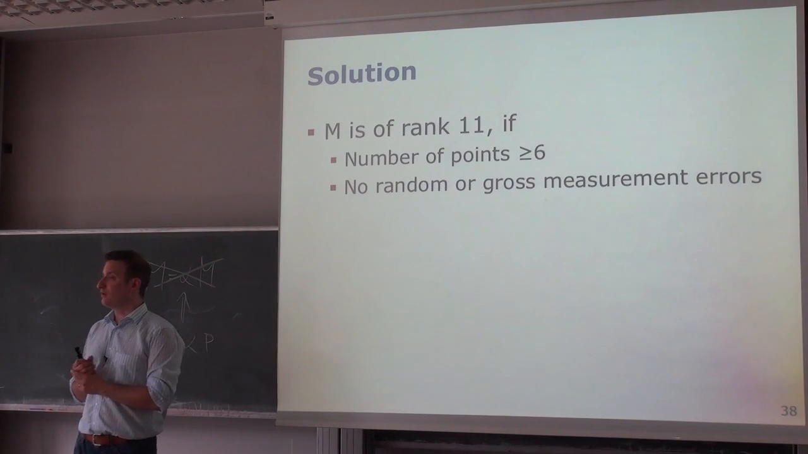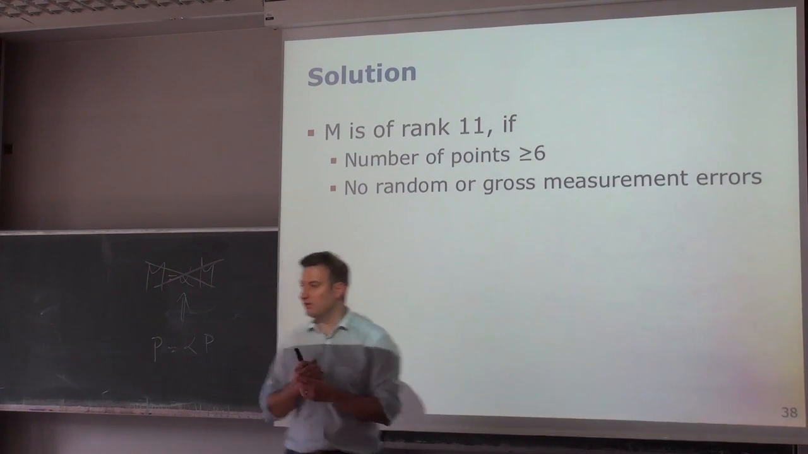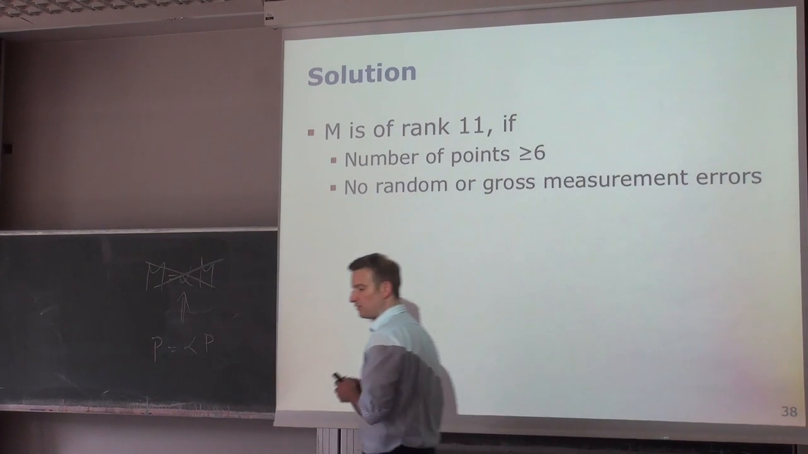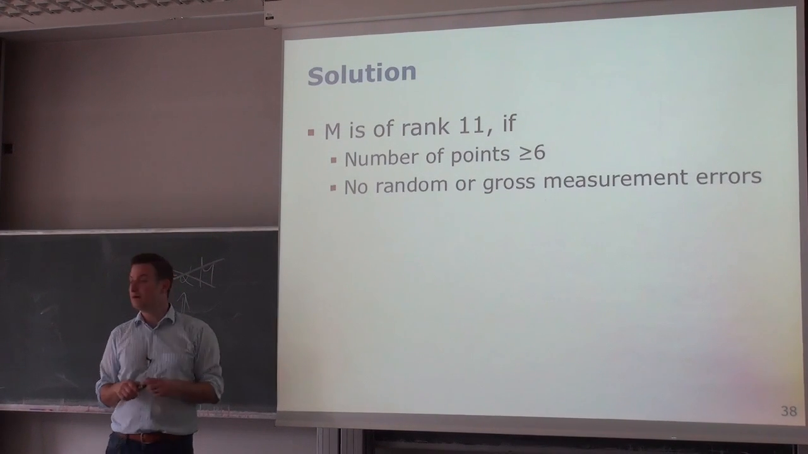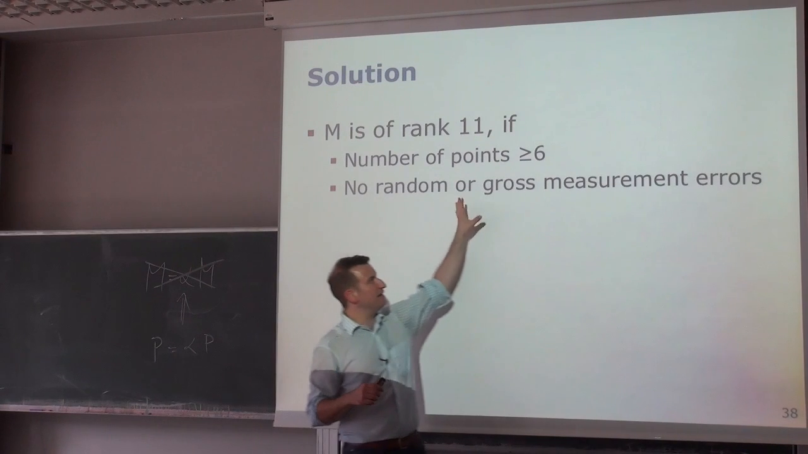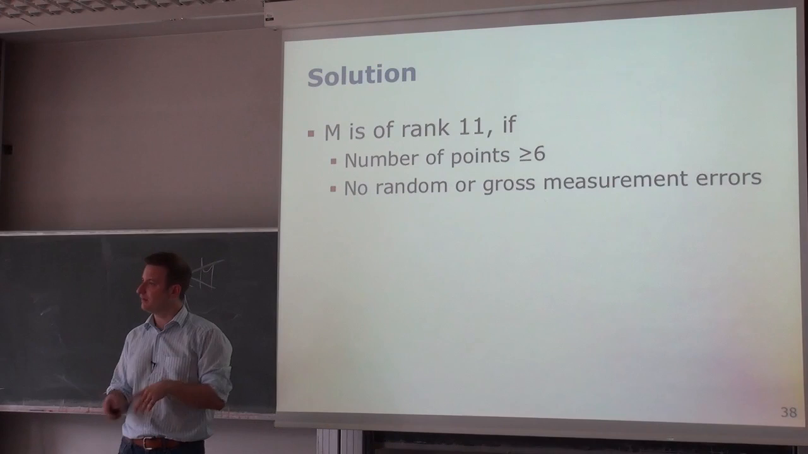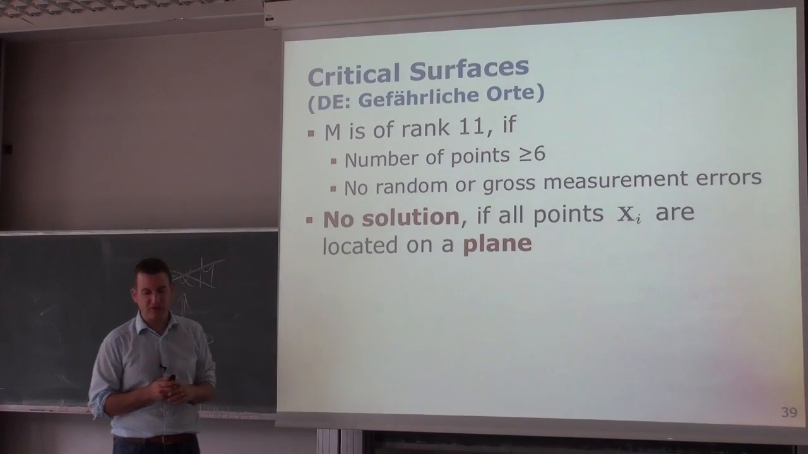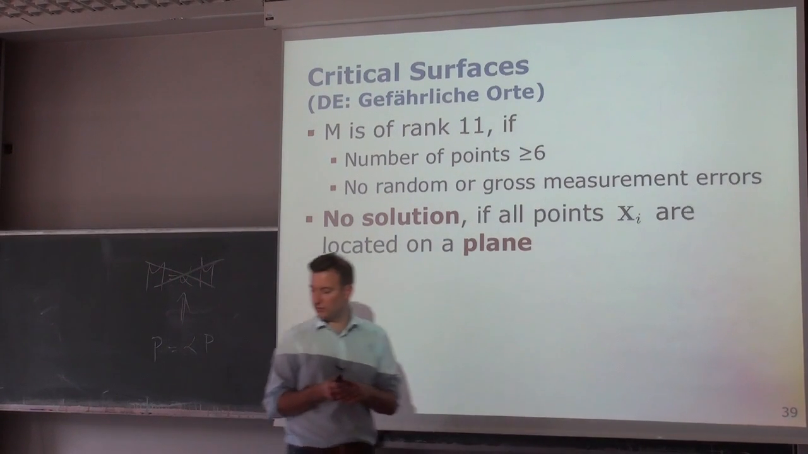What do I need to take into account if I want to do that? So this matrix M is of rank 11, because I have 11 unknown parameters. In order to have that, I need to have at least a number of points which is larger than 6, and I don't have any gross measurement errors in there. So I only have my noise in there. If I have measurement noise in there, I may be off. But I also need to take into account that there are some constellations in which I can't compute a solution.